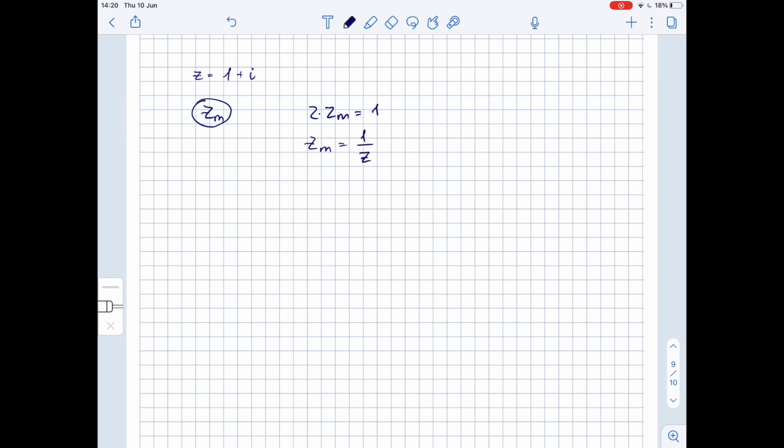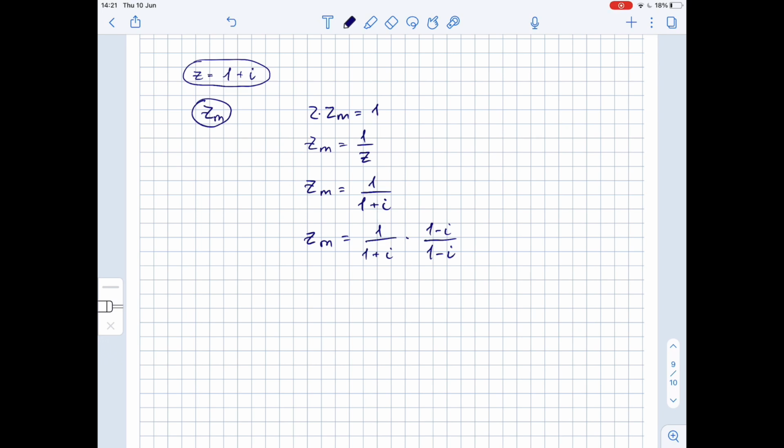And from this we get that z^-1 actually equals 1 over z. Since we know that z equals 1 plus i, we can rewrite it as z^-1 equals 1 over 1 plus i. Now we do the rationalization for complex numbers. So we multiply our expression. We write down z^-1 equals 1 over 1 plus i, and we multiply it by 1 minus i over 1 minus i. So we basically multiplied it by 1.